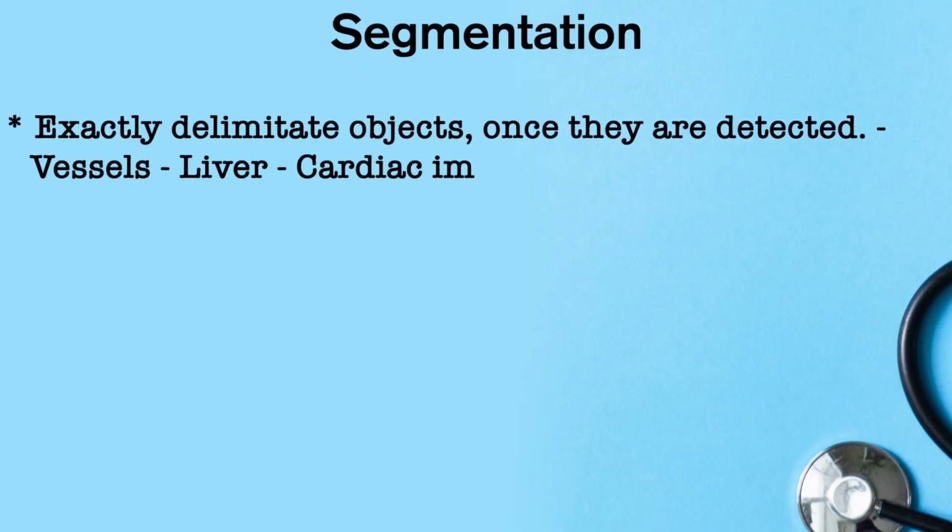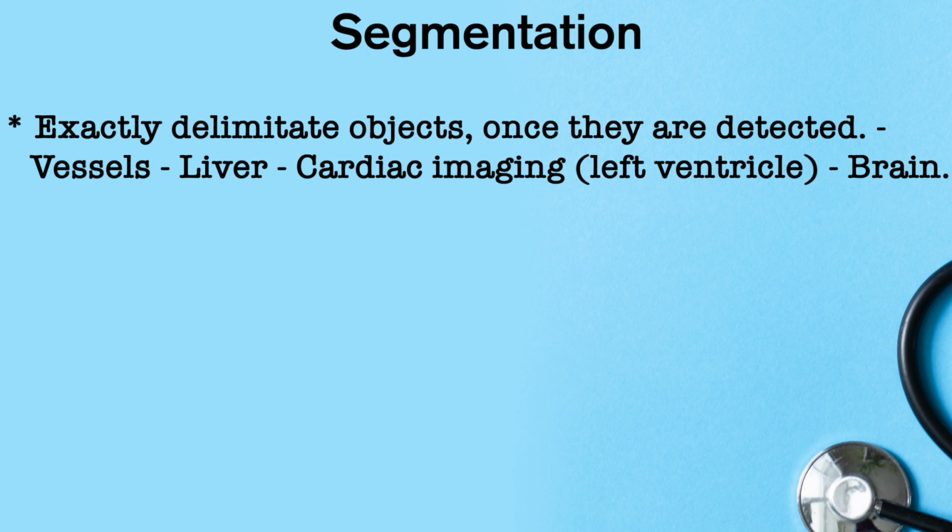What is segmentation? Exactly delimiting objects once they are detected, like vessels, liver, cardiac imaging, left ventricle, brain. These all are objects. Whenever you apply segmentation in this process, you have to find your object and segment it with different types of similar pixels. It means it segments your picture based on different pixel values.